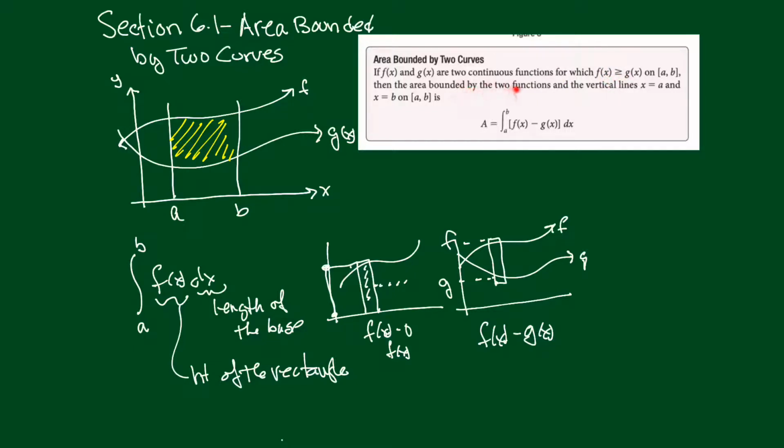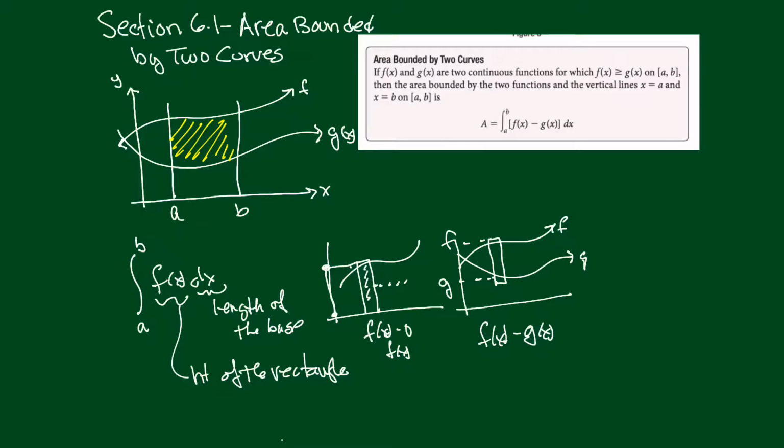Then the area bounded by these two functions and the vertical lines, x equals a and x equals b, the f curve lying above the g curve, is given by this formula. It's the integral from a to b of f of x minus g of x dx. Remember, f of x minus g of x is the height of the rectangle, and the dx is an infinitesimally small base of the rectangle.